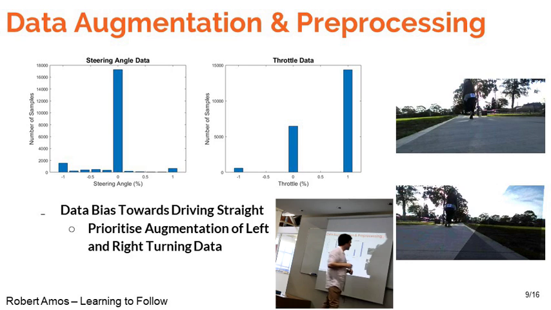So in order to address this issue, I introduced a few data augmentations, which can be seen here. This image here is an example of a right turning sample from the data set. And then a flip has been applied here, along with a few opacity changes and a random shadow. And this gives the effect of creating a new sample of a left-turning image in the data set.